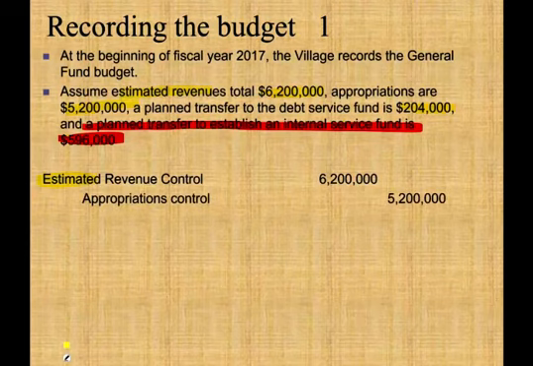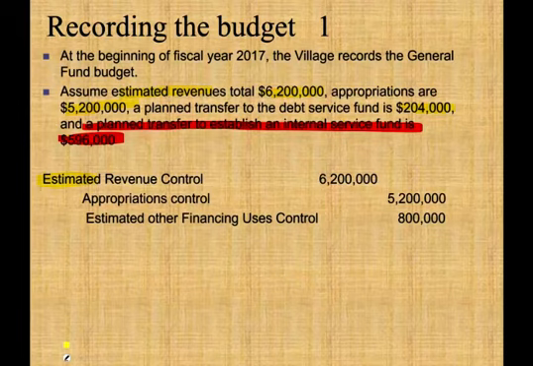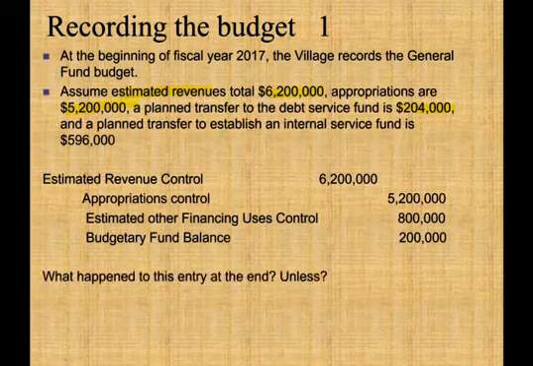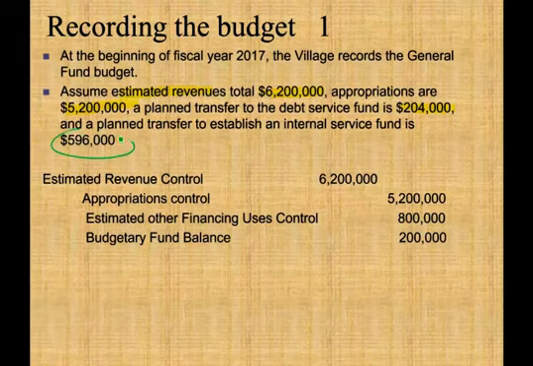We estimate to spend 5.2 million, appropriation control, basically the expenditure that we think we're going to spend. Estimated other financing uses control, we're going to transfer 800,000 in total, 204 plus 596, 800,000 in total. Therefore, the budgetary fund balance is 200,000. And basically, if you really think about it, again, this 596,000, I told you to ignore it.